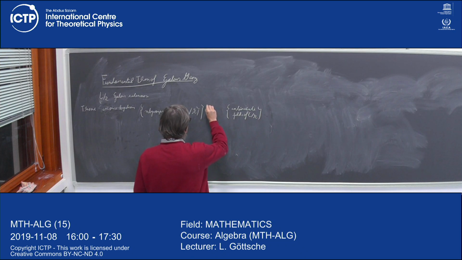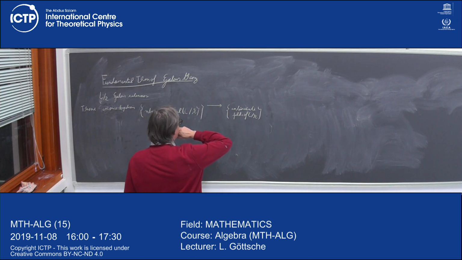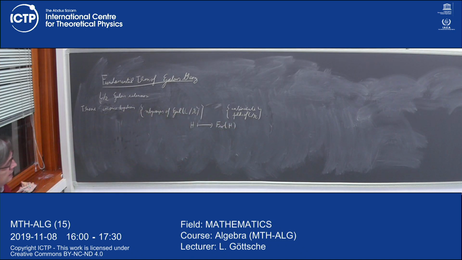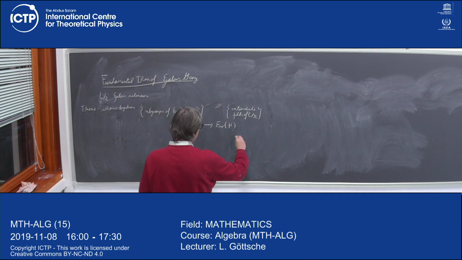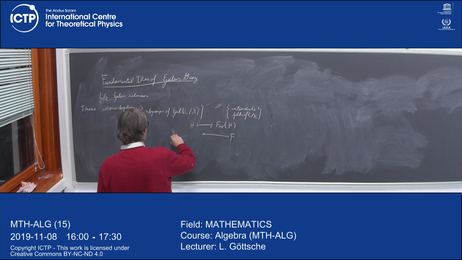And so in this direction, the group H is sent to the fixed field of H. So this is the set of all elements in L which are invariant under all elements in H, and to an intermediate field F we associate the Galois group of L over this intermediate field. So that these two are inverse to each other and therefore bijections.